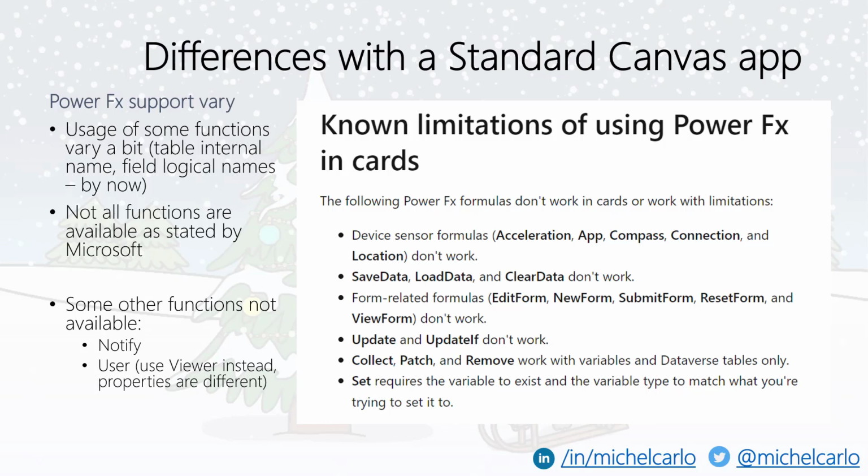There are some other functions not available that's not stated in the documentation yet. One is the notify function that we use to send notification banners into the apps. And the main one is the user function that we use to detect what's the current user of a Canvas app. That function doesn't exist, it's not supported in cards, but we can use a new object called viewer, which works a little bit differently, but we can detect which is the current user by using it.